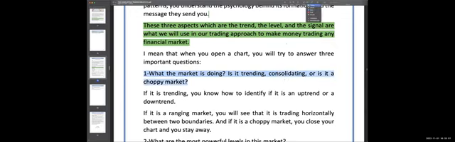I don't know why this color keeps going to blue. Let's see.